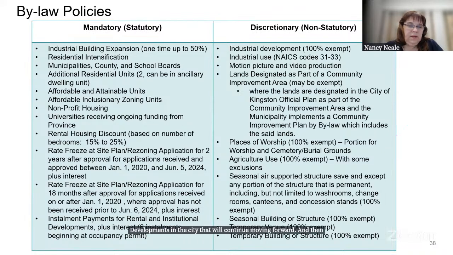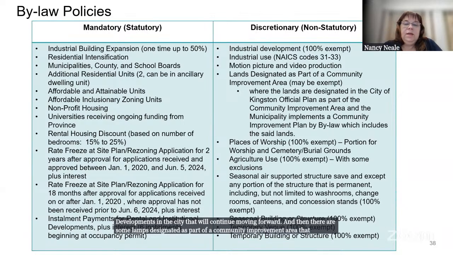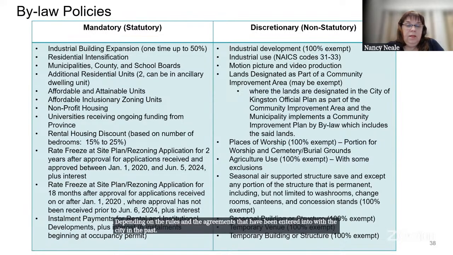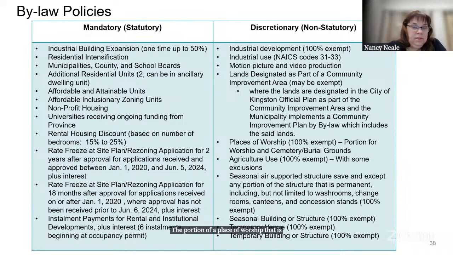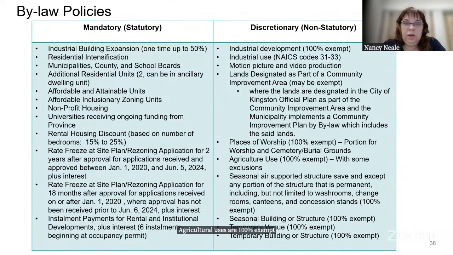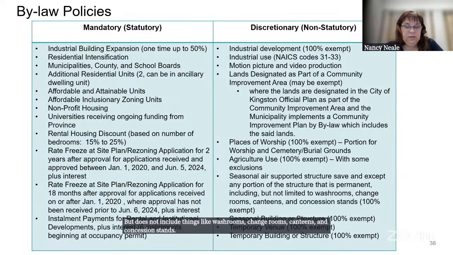And then there are some lands designated as part of a community improvement area that may be exempt, depending on the rules and the agreements that have been entered into with the city in the past. The portion of a place of worship that is for worship is 100% exempt, as well as any buildings or structures in a cemetery or burial ground. Agricultural uses are 100% exempt, with some exclusions that are laid out in the bylaw. Seasonal air-supported structures, save and except any portion that is permanent, but does not include things like washrooms, change rooms, canteens, and concession stands, are 100% exempt. Seasonal buildings or structures under certain rules are 100% exempt. Temporary venues and temporary buildings or structures are still all in the bylaw to be fully exempt.